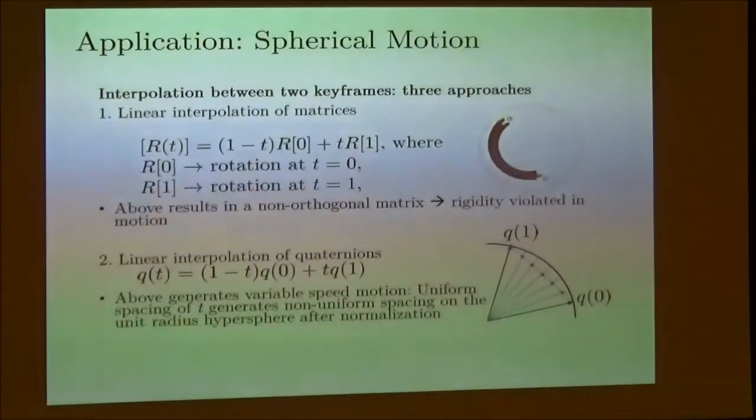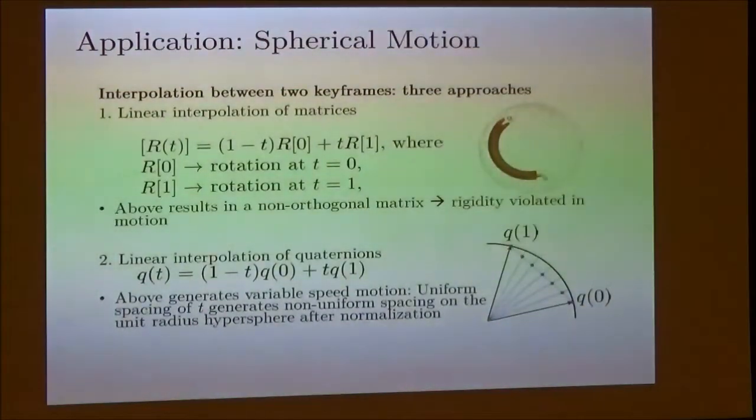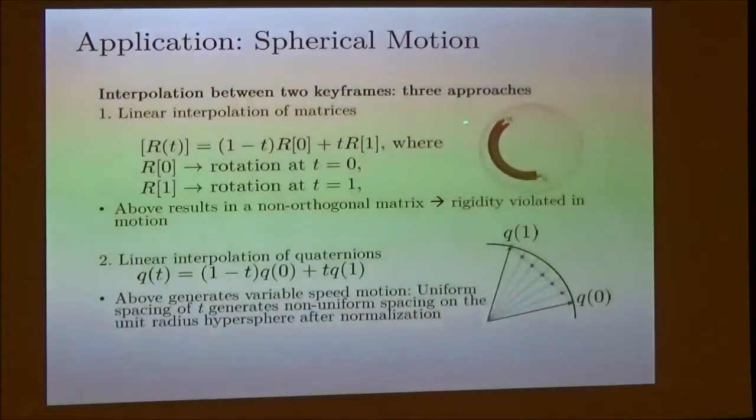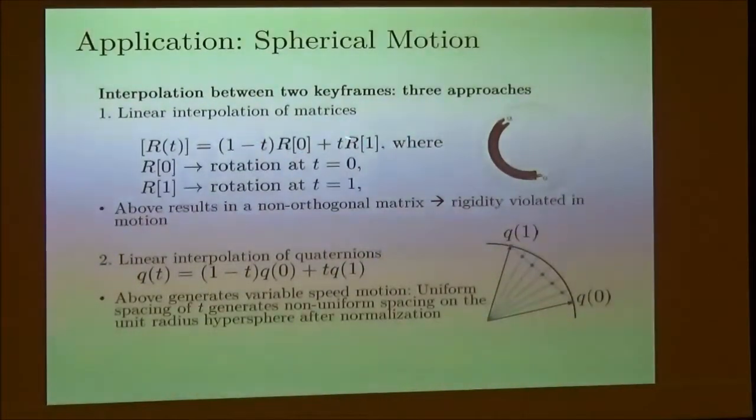As an example, let's say we want to do interpolation between two spherical displacements, and the two spherical displacements are given to us as two keyframes. Which means that for each of these two positions, we either have a quaternion representing them, or we have a rotation matrix. So let's say this is t equal to 0, this is t equal to 1, and we have the rotation matrix for each of those two instances. We can do a linear interpolation between those two matrices, and that's fine.